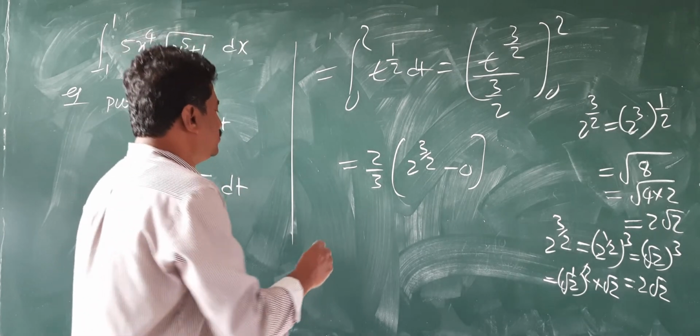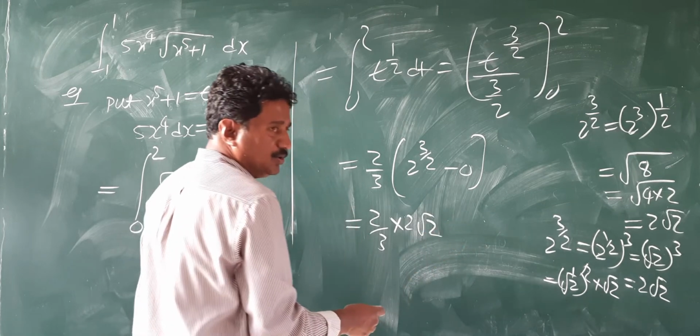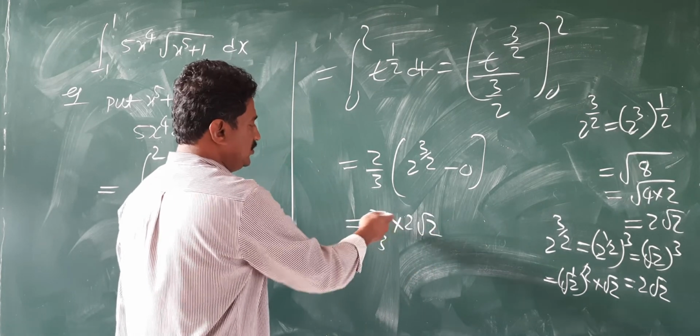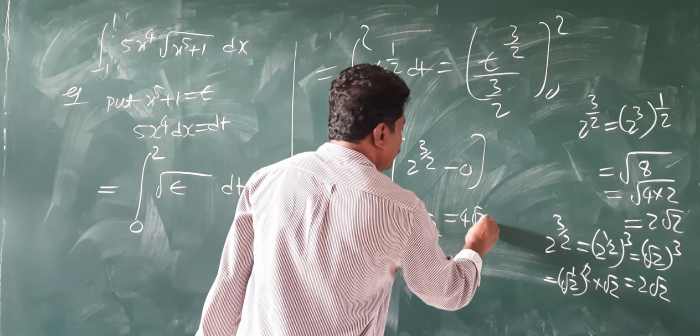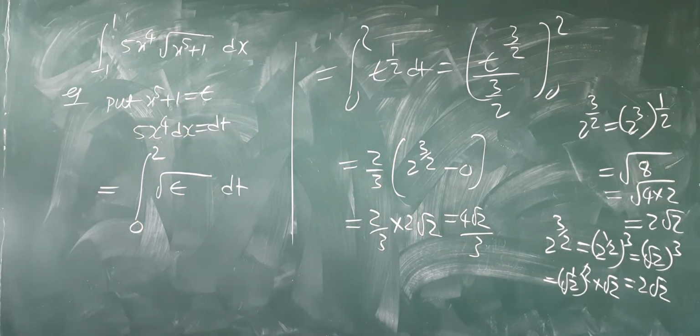So 2 by 3 into 2 root 2. So the final answer is 4 root 2 by 3. Let us solve one more question.